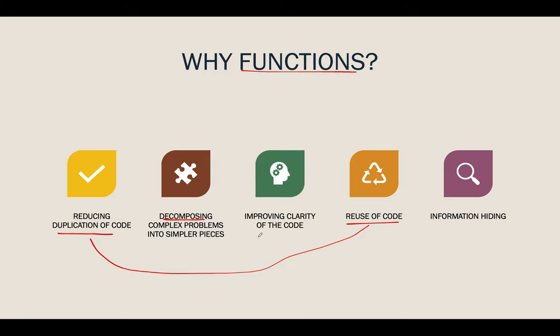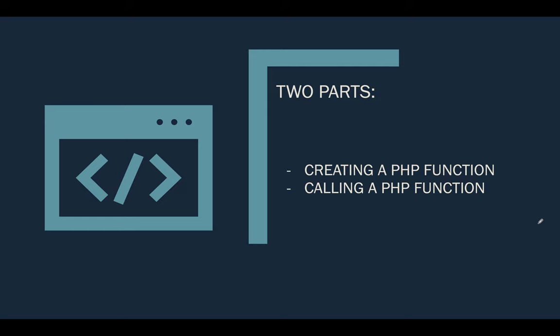Okay, next, improving the quality, or talking about the clarity, of the code. By using a function, it will help us improve the clarity of the code by putting a related name as the function name. Okay, next, information hiding. The function can help us hide the information or data in our program.